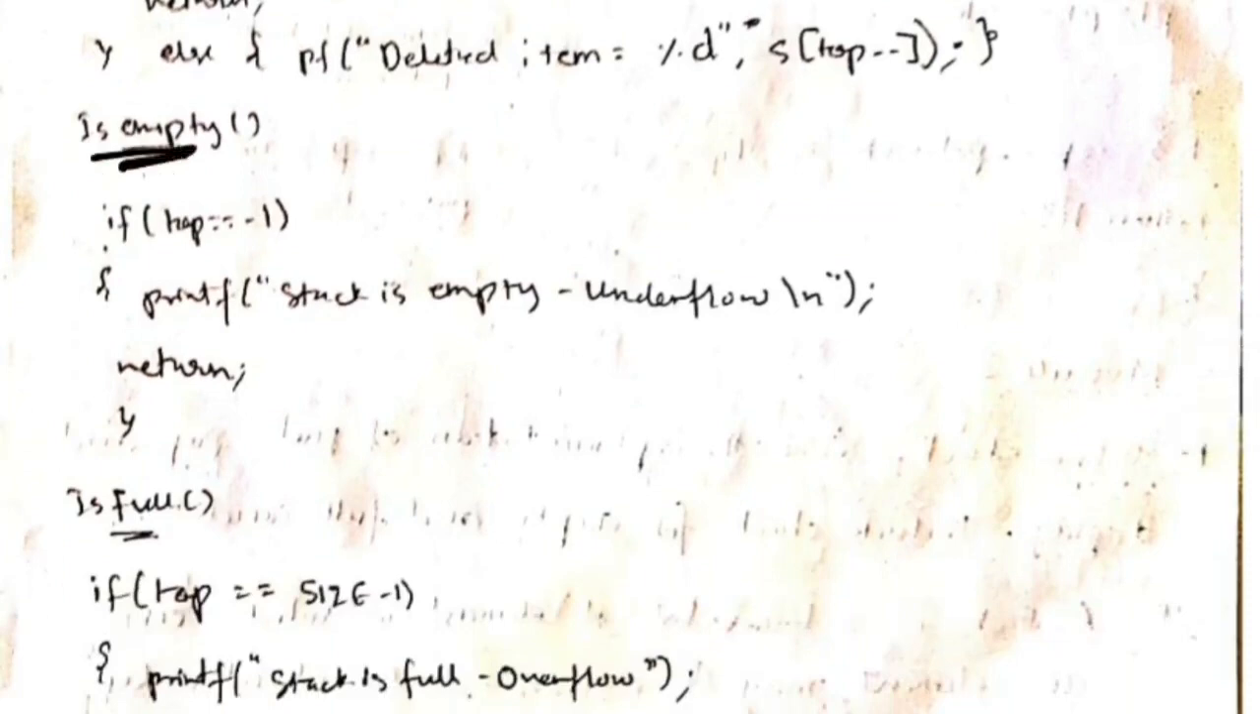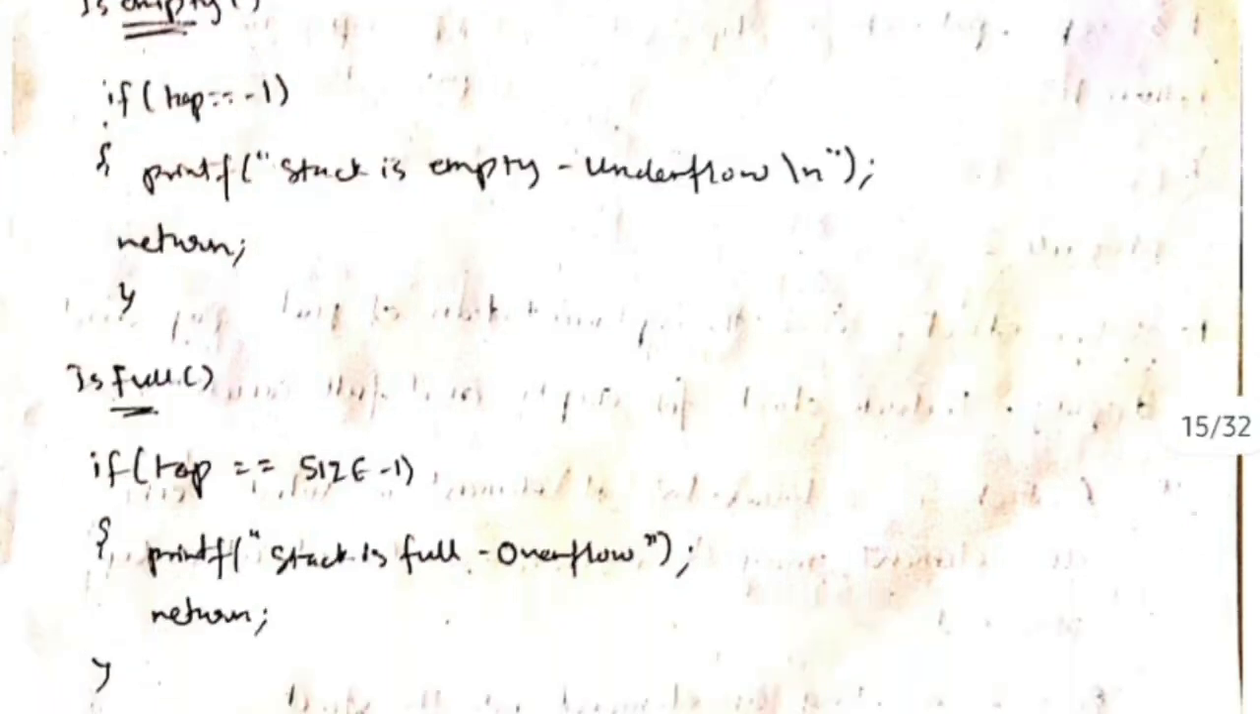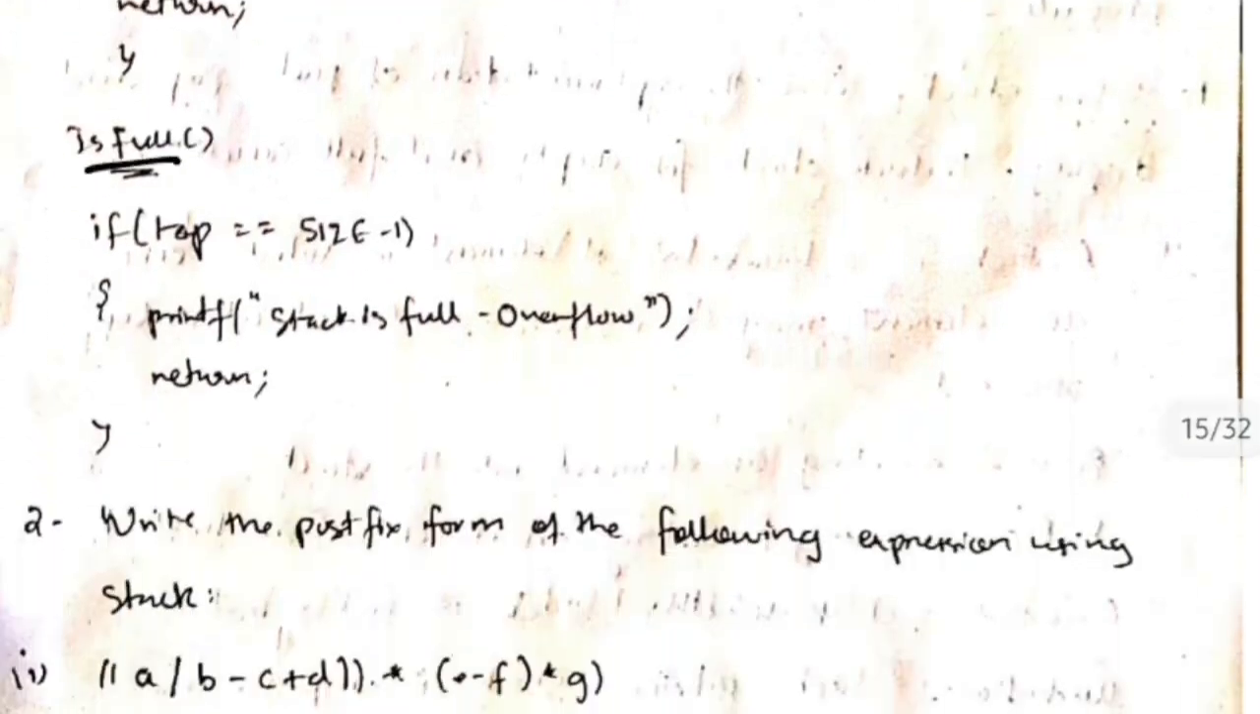And the next one is empty. We are checking if the stack is empty by seeing the top position. Okay, if it's minus 1, that means stack is empty. Similarly for full also we will see if top is equal to size minus 1, that means stack is full, and it will printf stack is overflow.